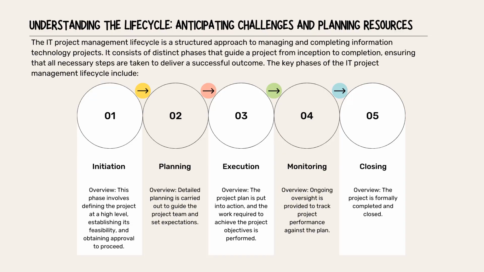Execution. Overview: the project plan is put into action, and the work required to achieve the project objectives is performed. Key activities: coordinating people and resources, managing stakeholder expectations, ensuring that project deliverables are completed as planned, regular progress monitoring and adjustments. Pro tip: your role here is to remove obstacles and keep the team focused and motivated.